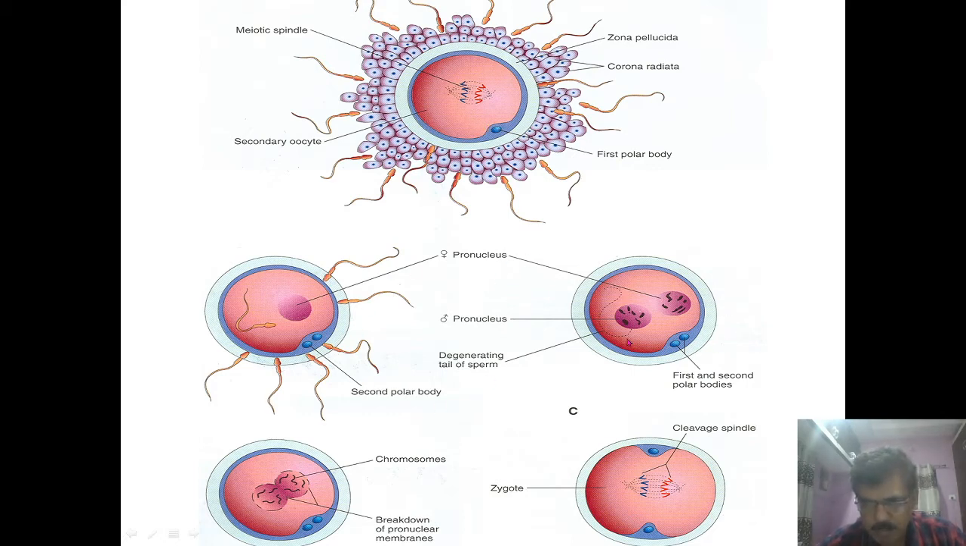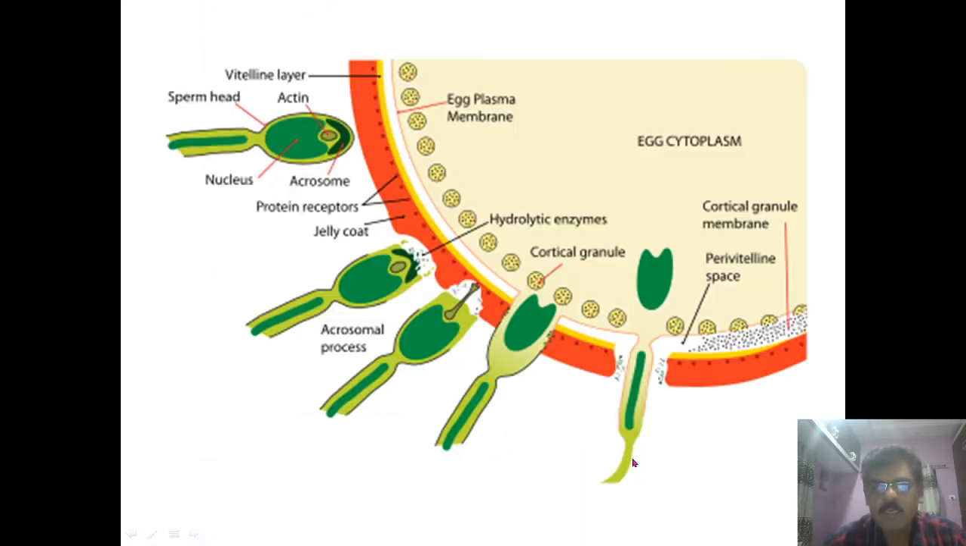This is the male pronucleus and the female pronucleus. What happens when there is an entry of the sperm into the ovum? There is a release of the second polar body at the time of fertilization. And these fuse together, or the chromosomal content of these fuse together to form the zygote. And the structure which is formed after the fertilization is the zygote.